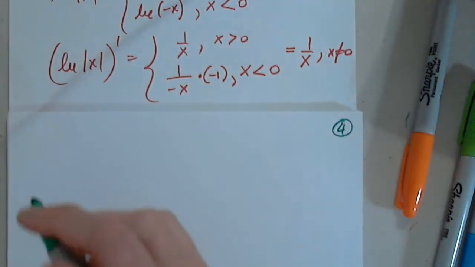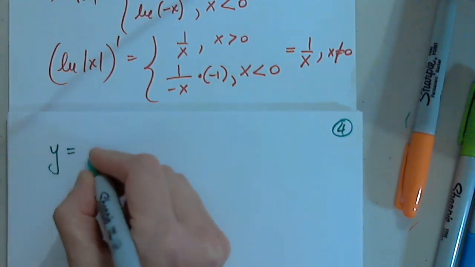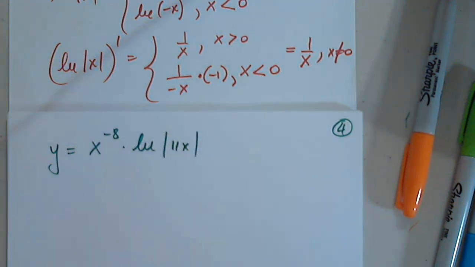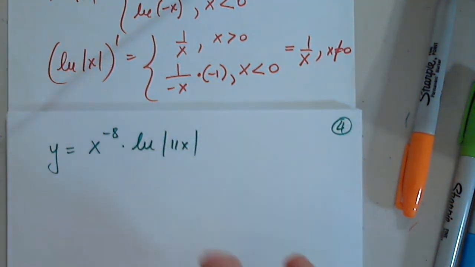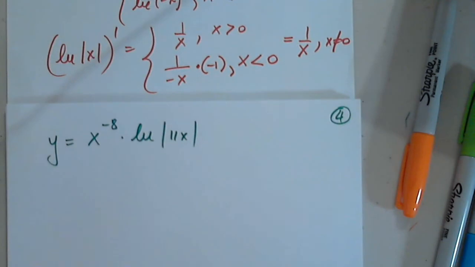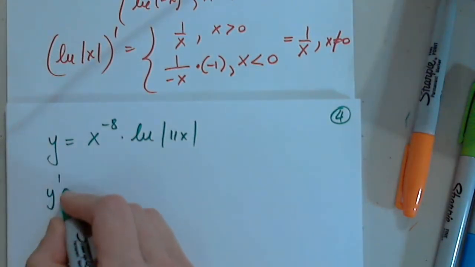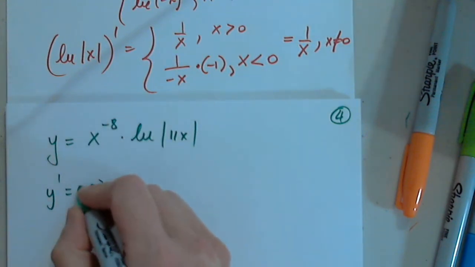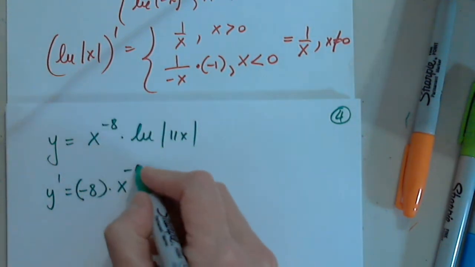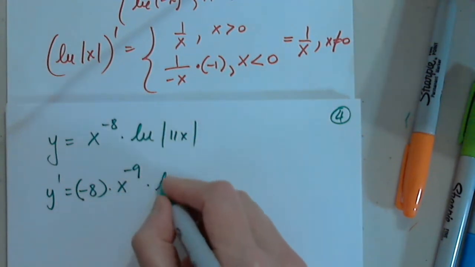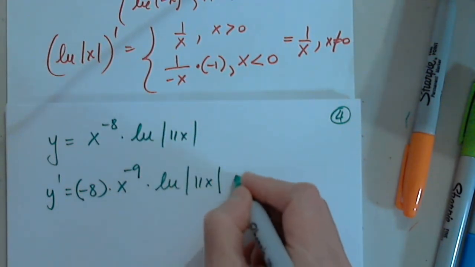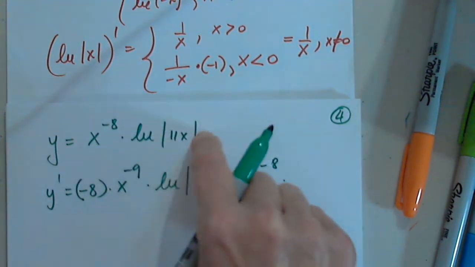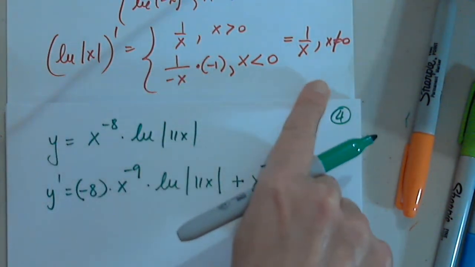So the next is we are differentiating the function x to negative 8 times natural log of 11x in absolute value. You can keep it as a fraction, you can change it into a product, it doesn't matter. You'll get the same answer. So then y prime will be this function prime, I bring down negative 8, and I subtract 1 from the power. I keep this unchanged, plus I keep x to negative 8, and now I differentiate this, which we already know what it is.